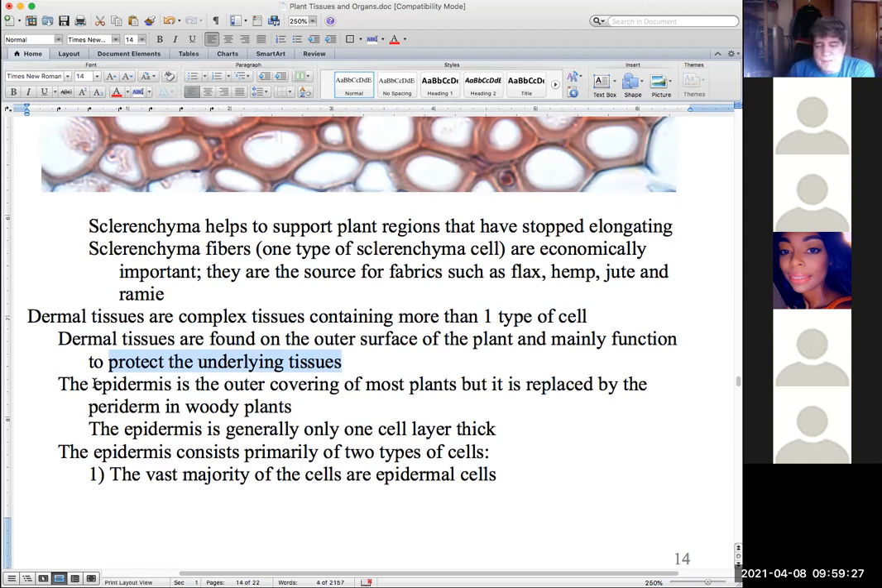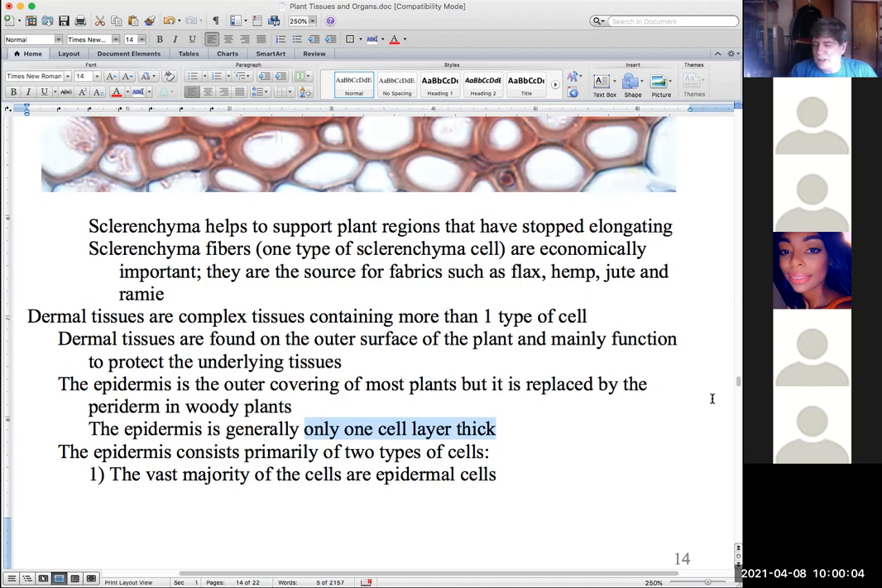If we look at most plants, and if we look at the root or the stem or the leaf, it doesn't matter where we look, the epidermis is the dermal tissue on the outside. In woody plants, depending on how long they live, the epidermis is sometimes replaced by periderm. Now, epidermis is generally one cell layer thick, so it's very, very thin. There are a few plants that have 2 or 3 layers, but they're in a real minority.